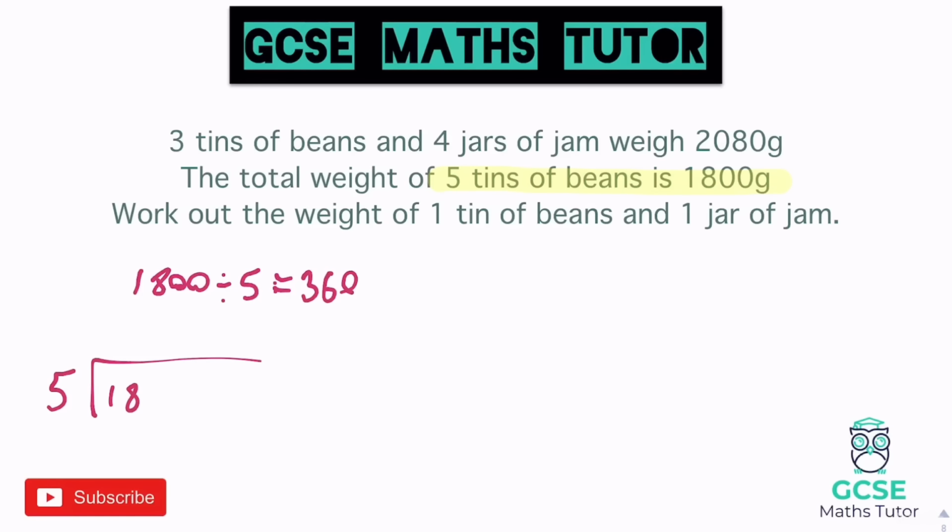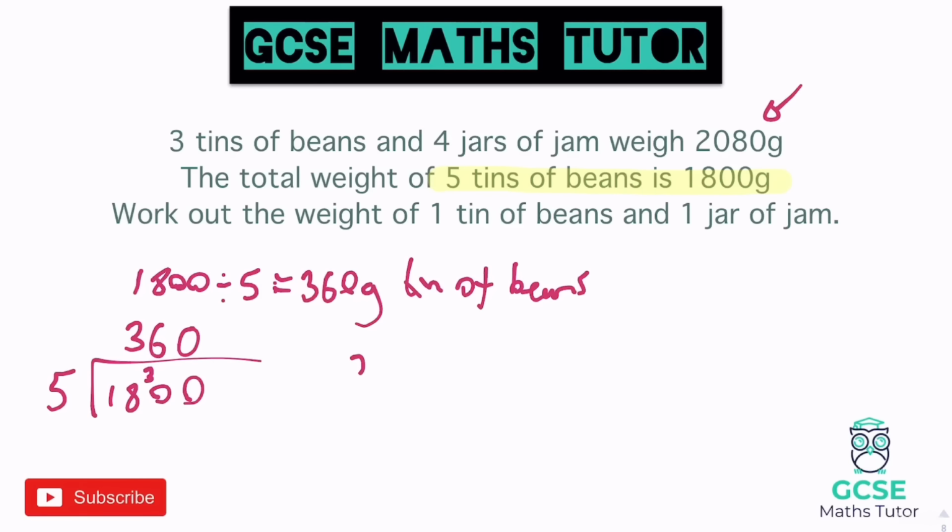5's into 1,800. 5 into 18 goes 3, remainder 3. 5's into 30 goes 6, and then 0, so 360 grams, and that is for the tin of beans. So tin of beans. There we go. It then says 3 tins of beans and 4 jars of jam weigh 2,080 back in the first line. So if we work out the weight of 3 tins of beans now, well, 3 of those would be 360, 360 and 360. And if we add those all up, we get 1,080. So that's the weight of those tins of beans.